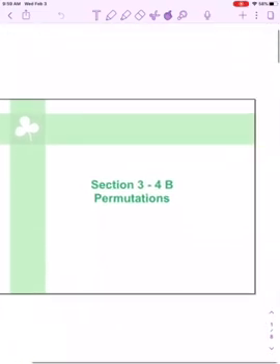All right, this is 3-4B. There's no warm-up, so you don't need to worry about it. We are doing permutations and combinations today.